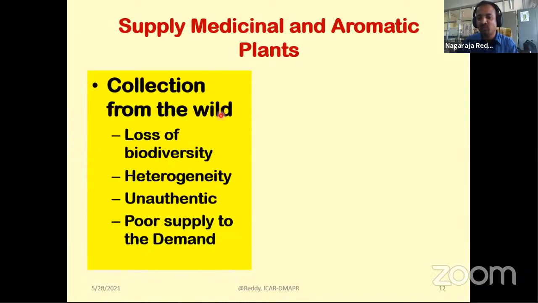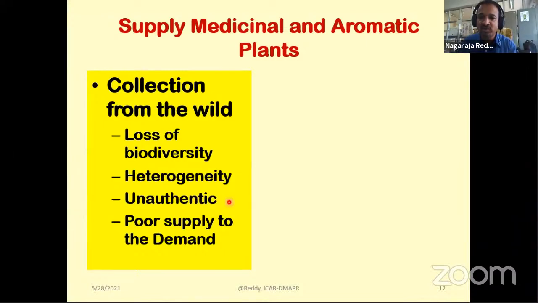Collection from the wild is very, very easy. At the same time, it causes loss of biodiversity, and you get a lot of heterogeneity in the material. Whatever material you get is not uniform. Say giloy may be of different maturity stages, and different maturity stages will not have the same chemical composition. So you are creating heterogeneity in the material, and that affects your product quality. Most of the time it is unauthentic, so authentication is a major issue.